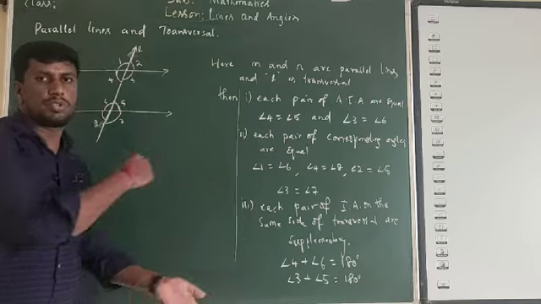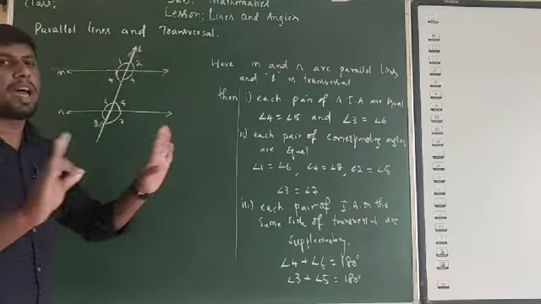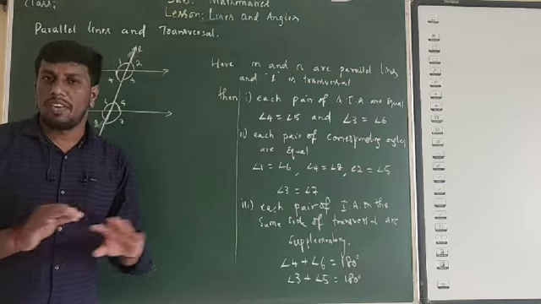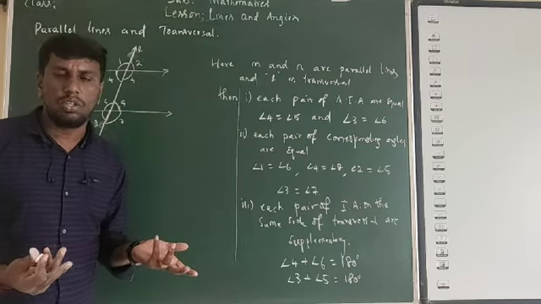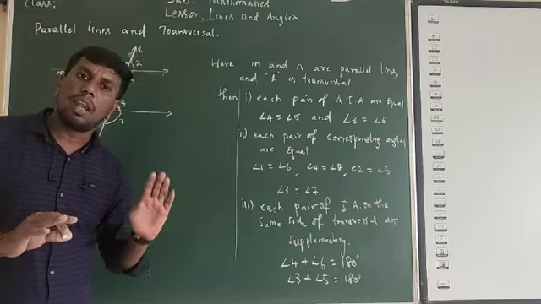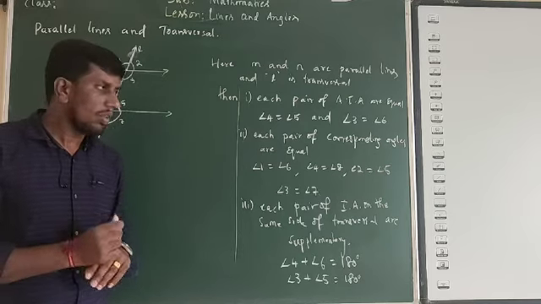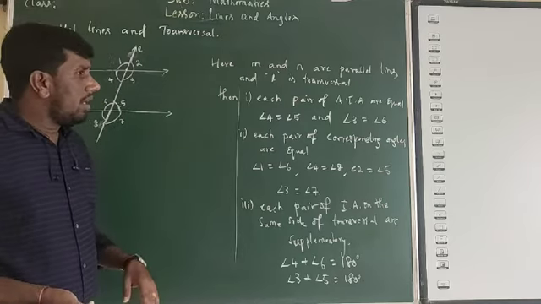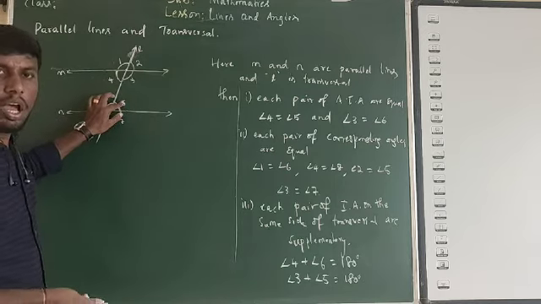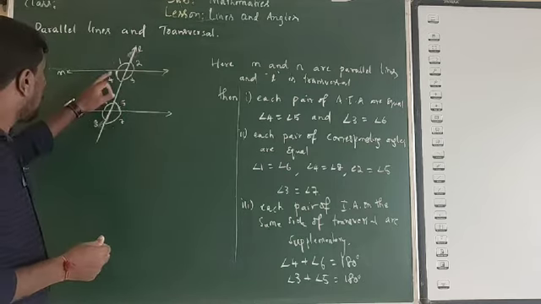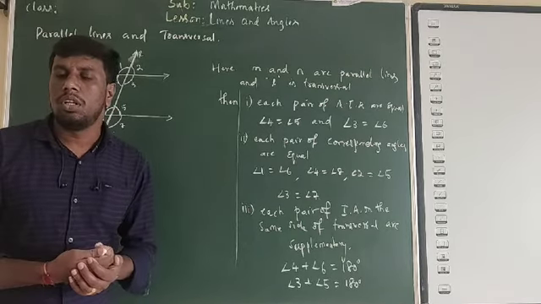Now the reverse process. Now let us assume that these two lines are not parallel. I don't know whether these two lines are parallel or not. That may be parallel, may not be parallel. Okay. By measuring these two angles, I came to know that angle 4 and angle 5 are equal. Angle 4 and angle 5 are equal.